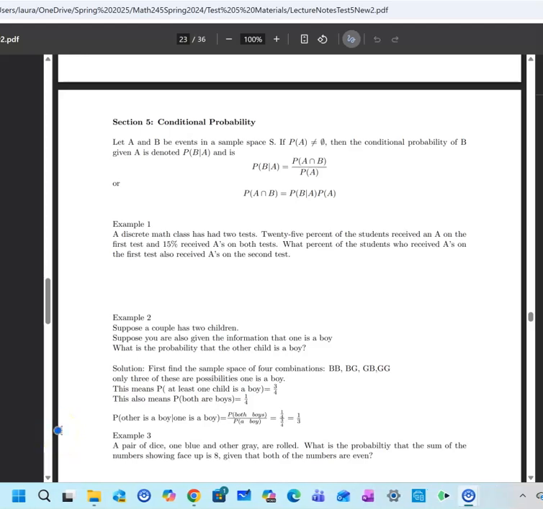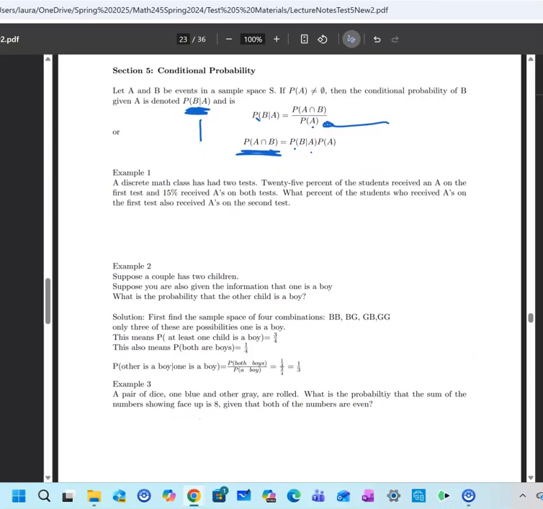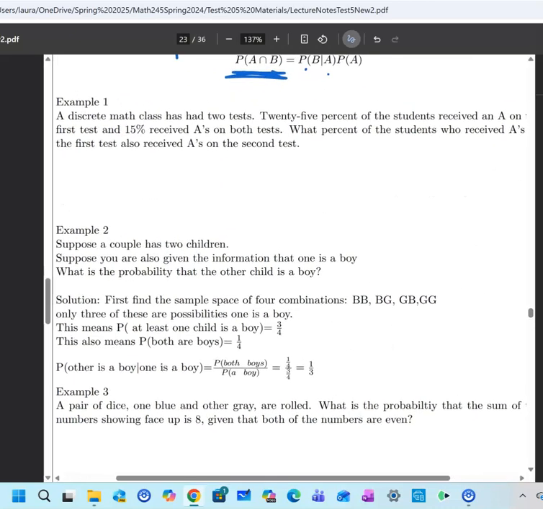Conditional probability. The way we read this is the probability of B given that A is happening, that's what the bar means. If A is happening for sure, then the probability of A has to be the denominator. So if I multiply through, P of A and B is going to be the probability of B given A times the probability of A. All right, let's look at this example with discrete math.